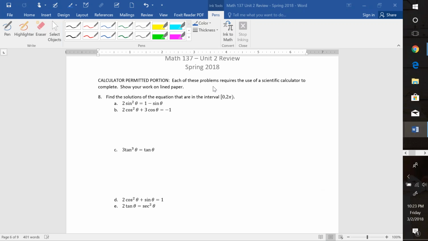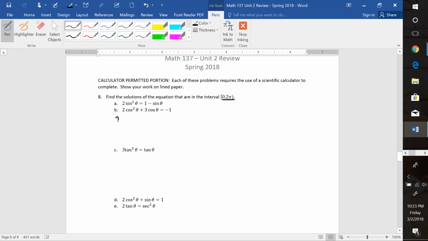All right, so now we're starting the calculator permitted portion of the review, and we're going to be looking at example 8, showing that we can find the solutions of the equation that are in the interval from 0 to 2 pi. That's important to note. And the first one we're going to look at is B.